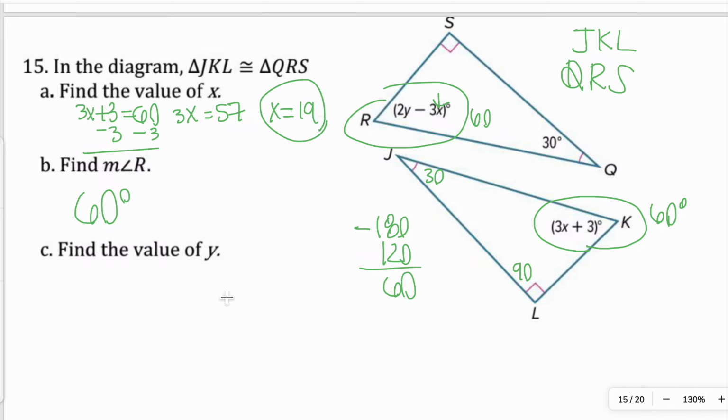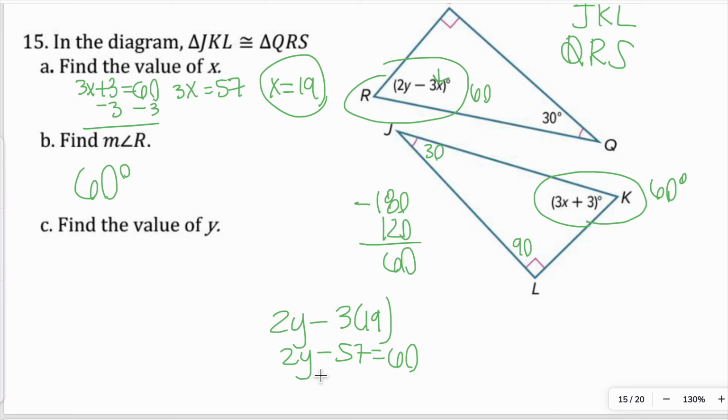And then you can do one of two things here to find the value of Y. I already know that this is equal to 60, but I'm going to plug in 19 for X. So 2y minus 3 times 19. I know that 3 times 19 is 57. So 2y minus 57 is equal to 60 degrees. Add 57 to both sides. I'm going to get 2y is equal to 117, so that means y is equal to half of 117, or 58.5.